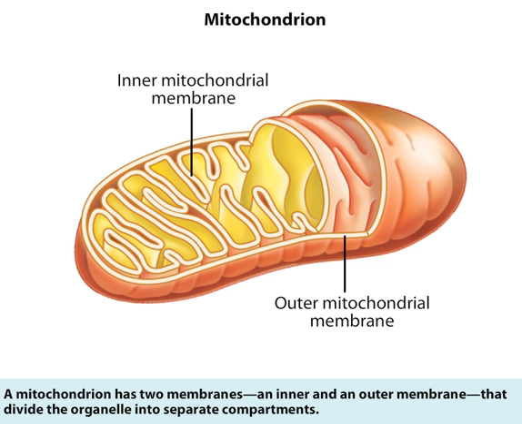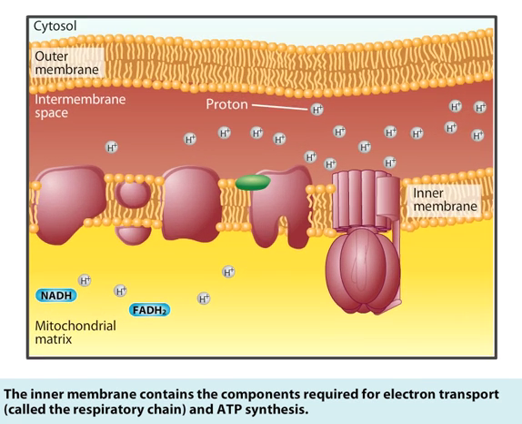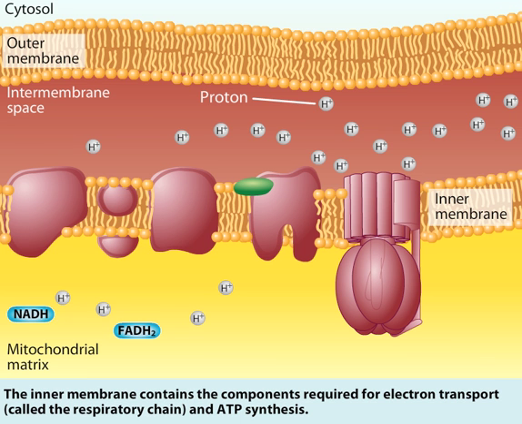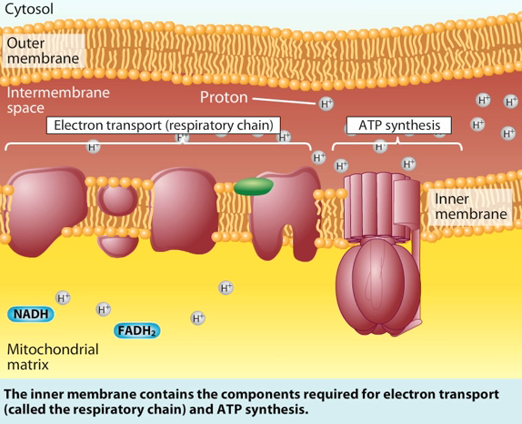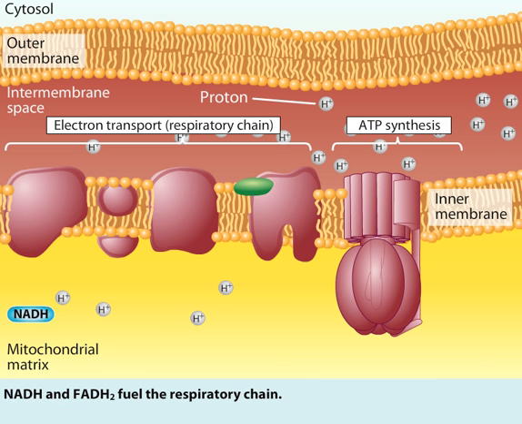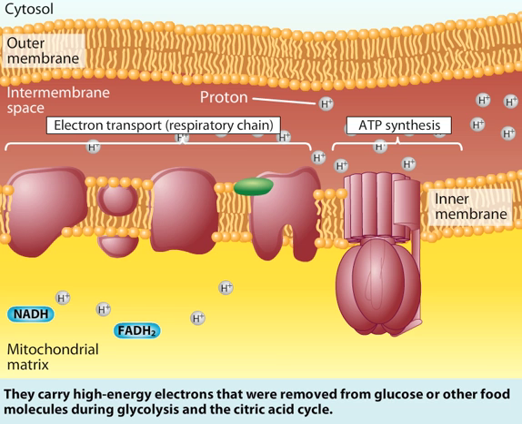The inner membrane contains the components required for electron transport, called the respiratory chain, and ATP synthesis. NADH and FADH2 fuel the respiratory chain. They carry high-energy electrons that were removed from glucose or other food molecules during glycolysis and the citric acid cycle.